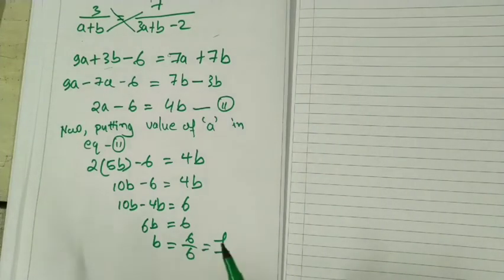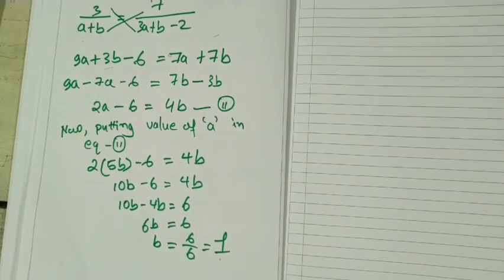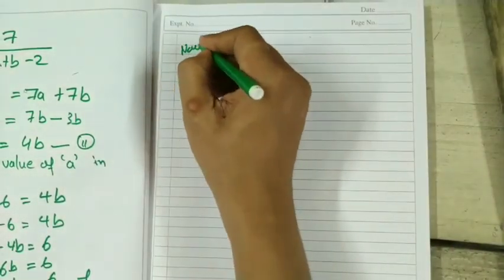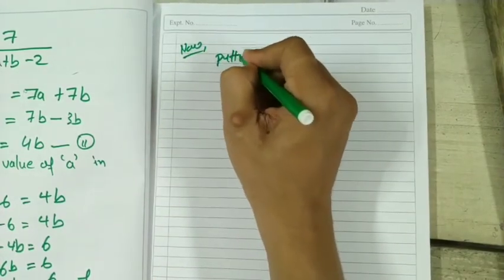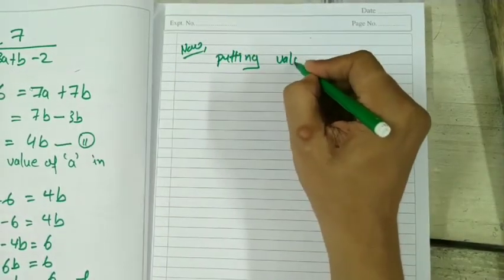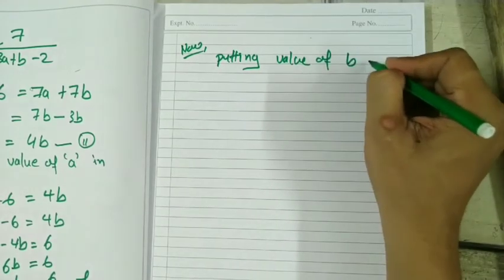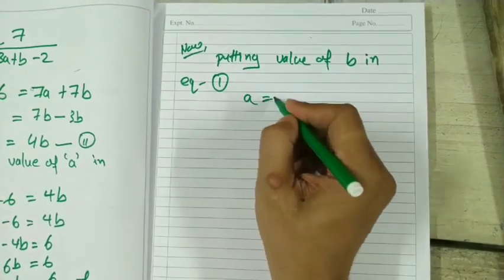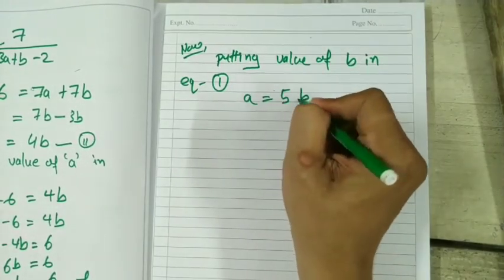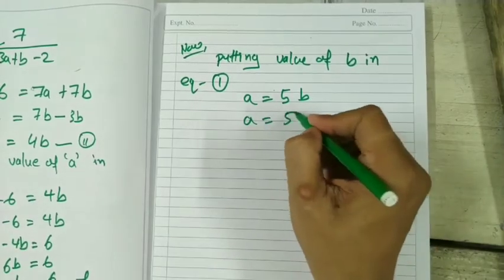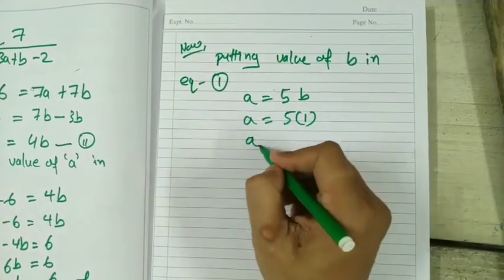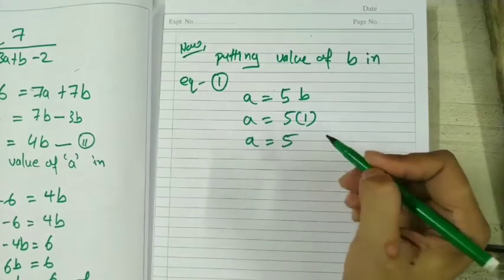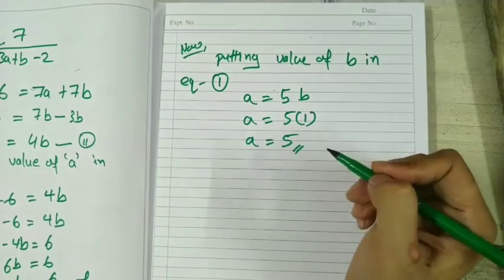Now we can put the value of b in equation number 1 so that we can get the value of a. So here again we will write now, putting value of b in equation number 1. So equation number 1 is a is equal to 5b. So in place of b, we'll put the value of b, that is 1. So ultimately we have got the value of a, that is a is equal to 5. So here we have got the value of a and the value of b.